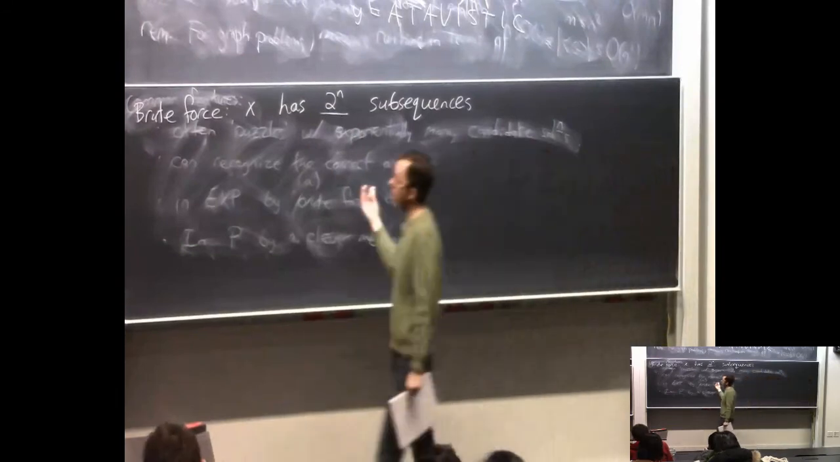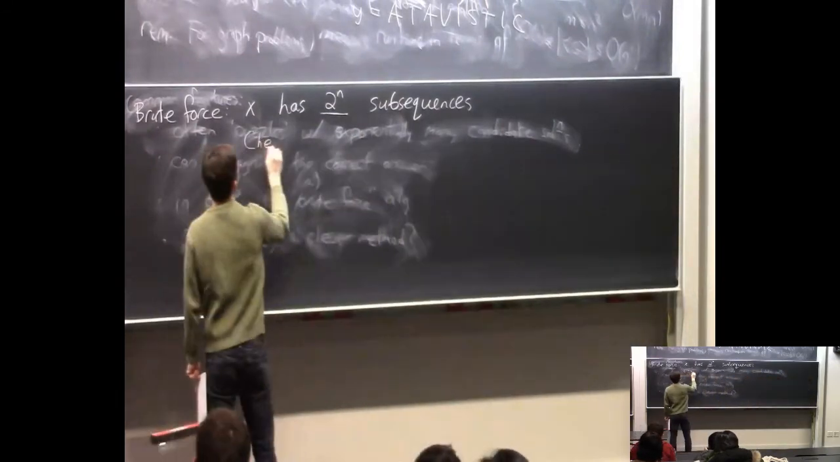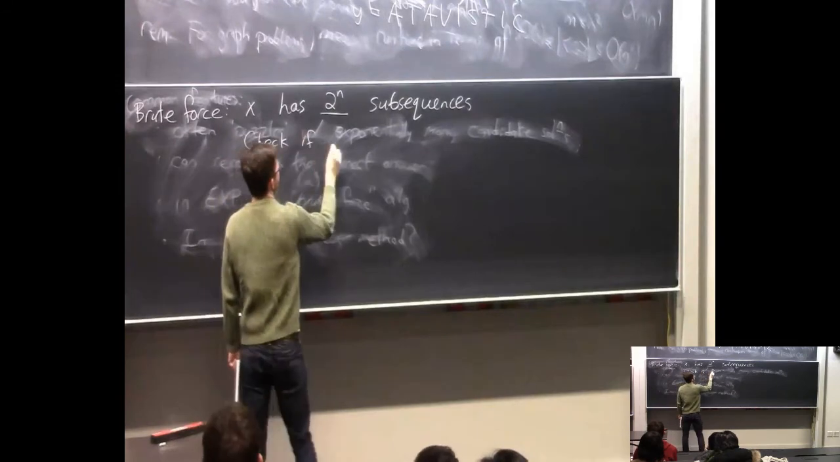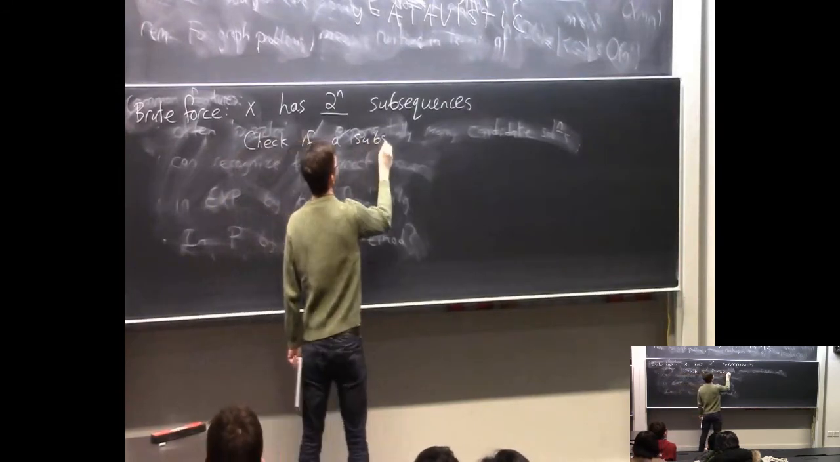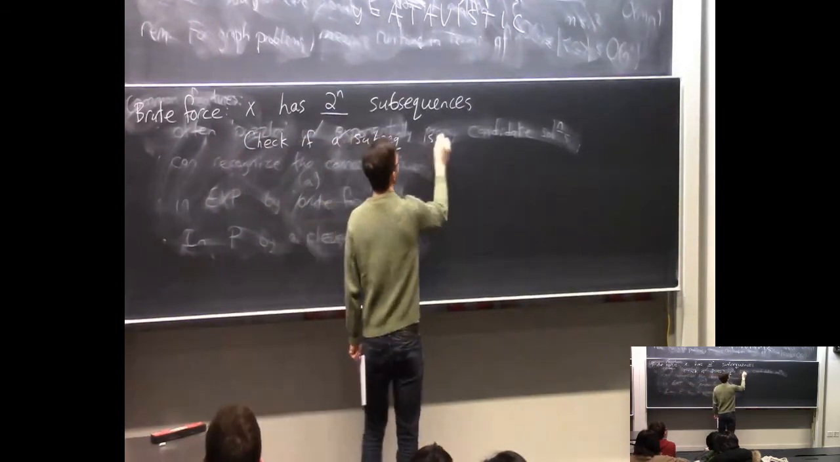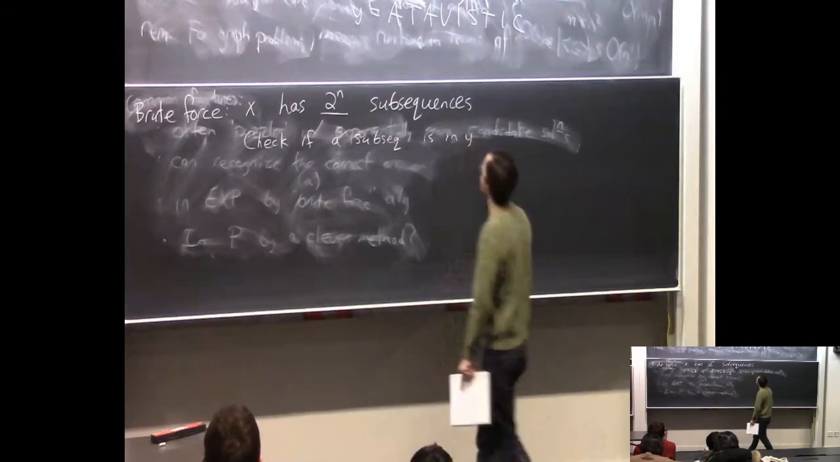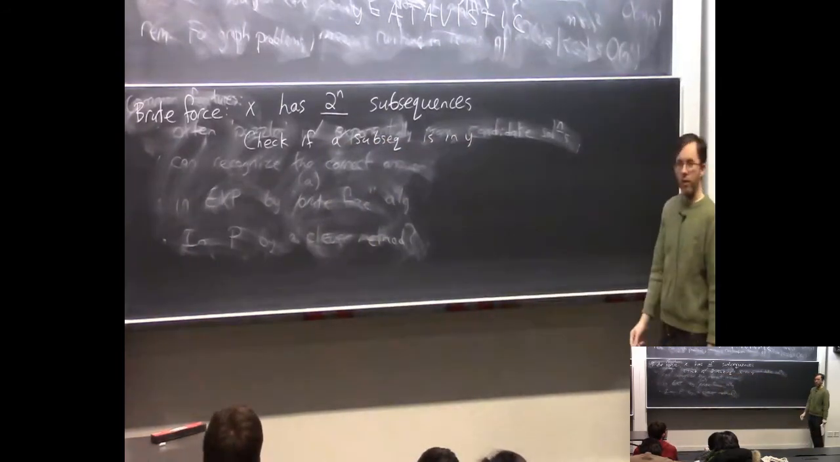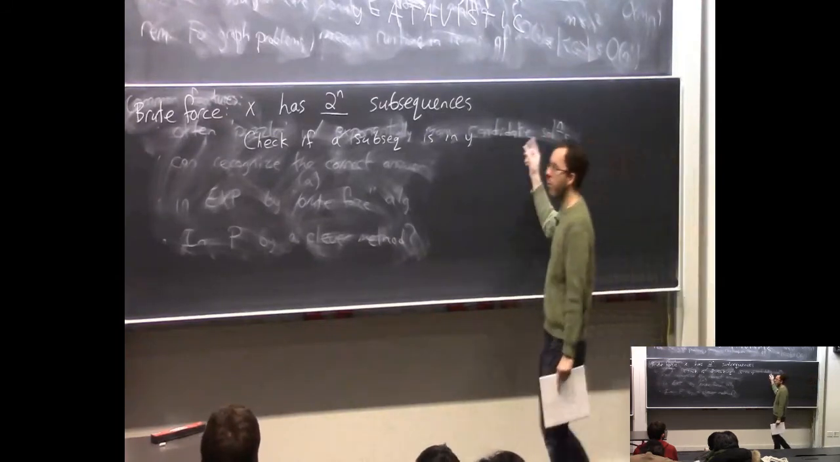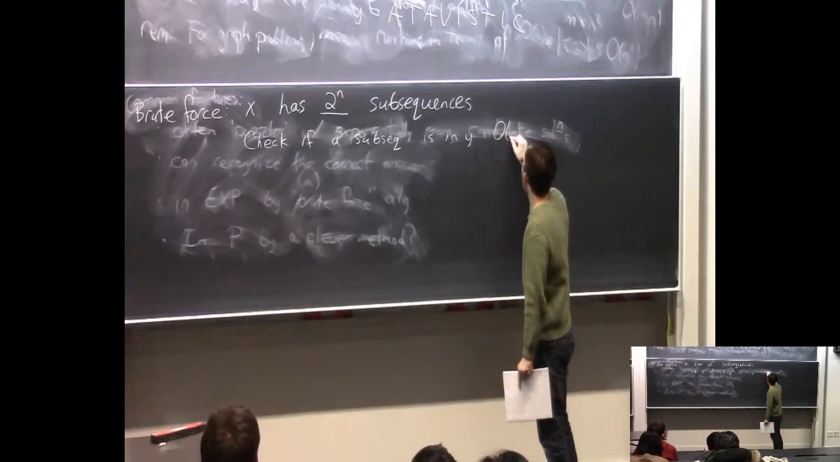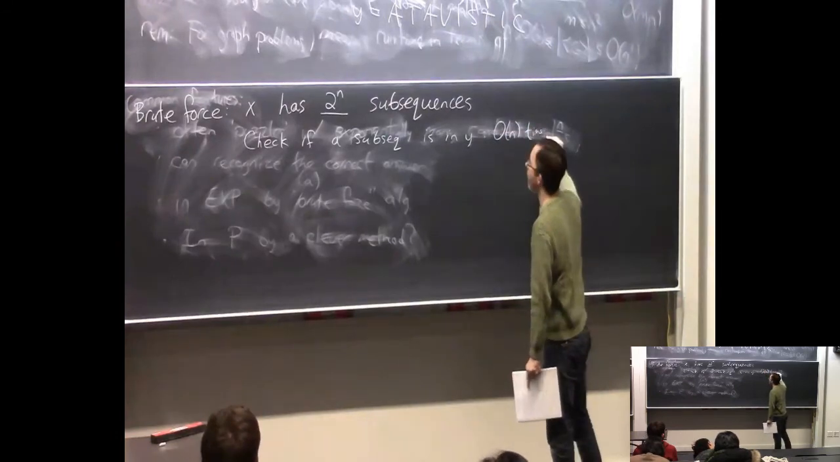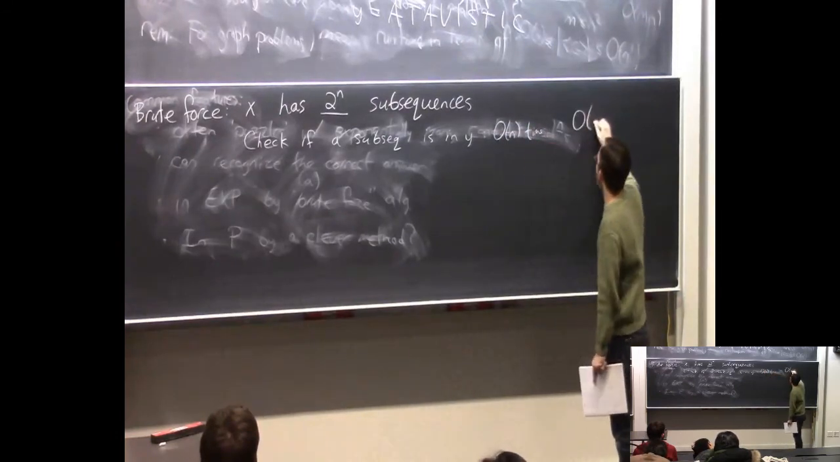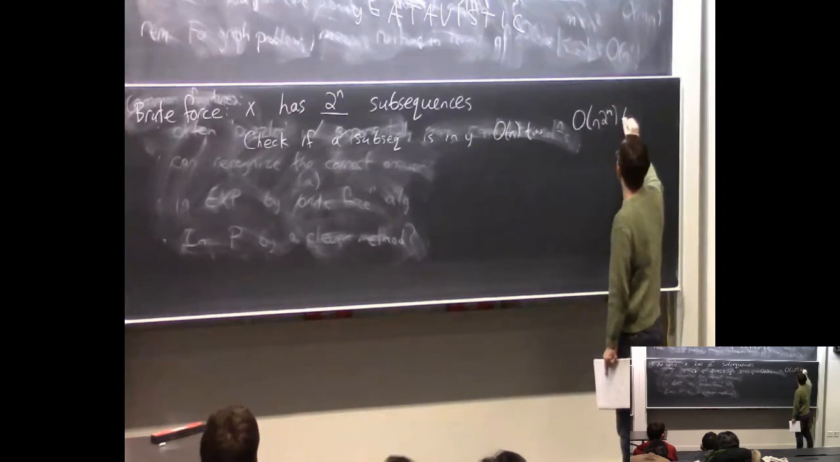And then you can go through all of those. To check if a subsequence of x appears in y, if I give you a subsequence like a, v, s, and I ask, does this appear in y? You can do that in order n time. You make a linear pass. It's not hard. Great. So the whole thing is in order n 2 to the n time.